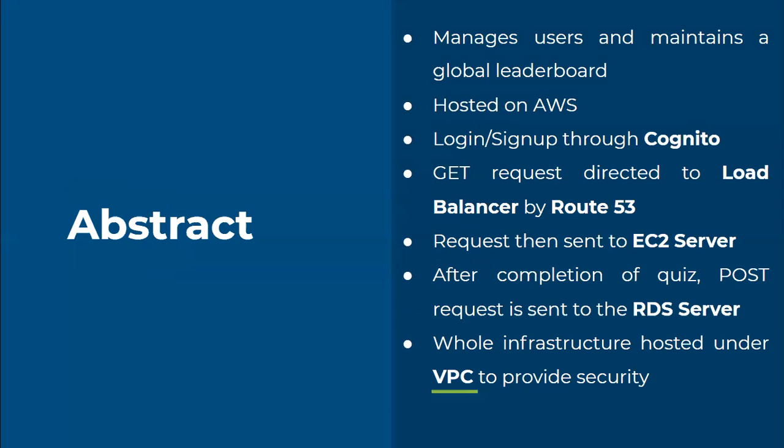Okay, so I'll be telling about the abstract, which basically describes how the different services of AWS are interconnected. So this project manages the users or quizzers and maintains a global leaderboard. The infrastructure of the project is hosted on AWS. Users can log in and sign up through the Amazon Cognito service, which is a syncing service which helps to sync a user profile from various devices.